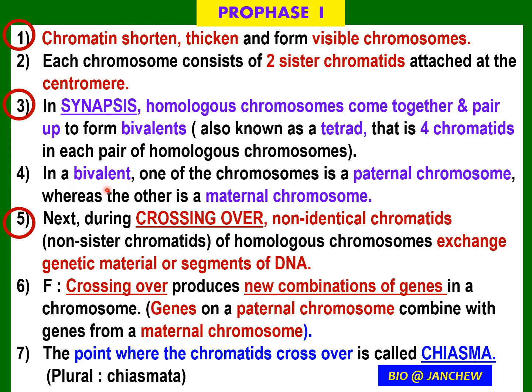Now, in a bivalent, one of the chromosomes is a paternal chromosome and the other is a maternal chromosome. Next, during crossing over, non-identical chromatids, that means the non-sister chromatids of homologous chromosomes, exchange genetic material or segments of DNA. So the function of crossing over is to produce new combinations of genes in a chromosome. So genes on a paternal chromosome will combine with genes from a maternal chromosome, and the point where the chromatids cross over is called chiasma.